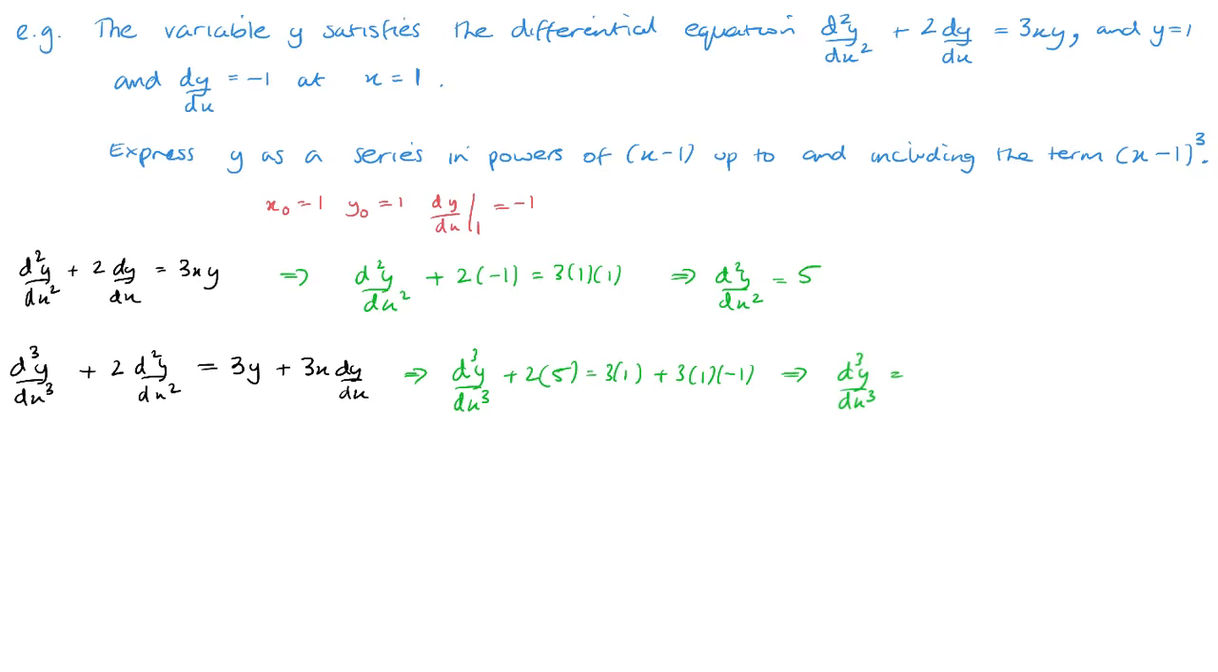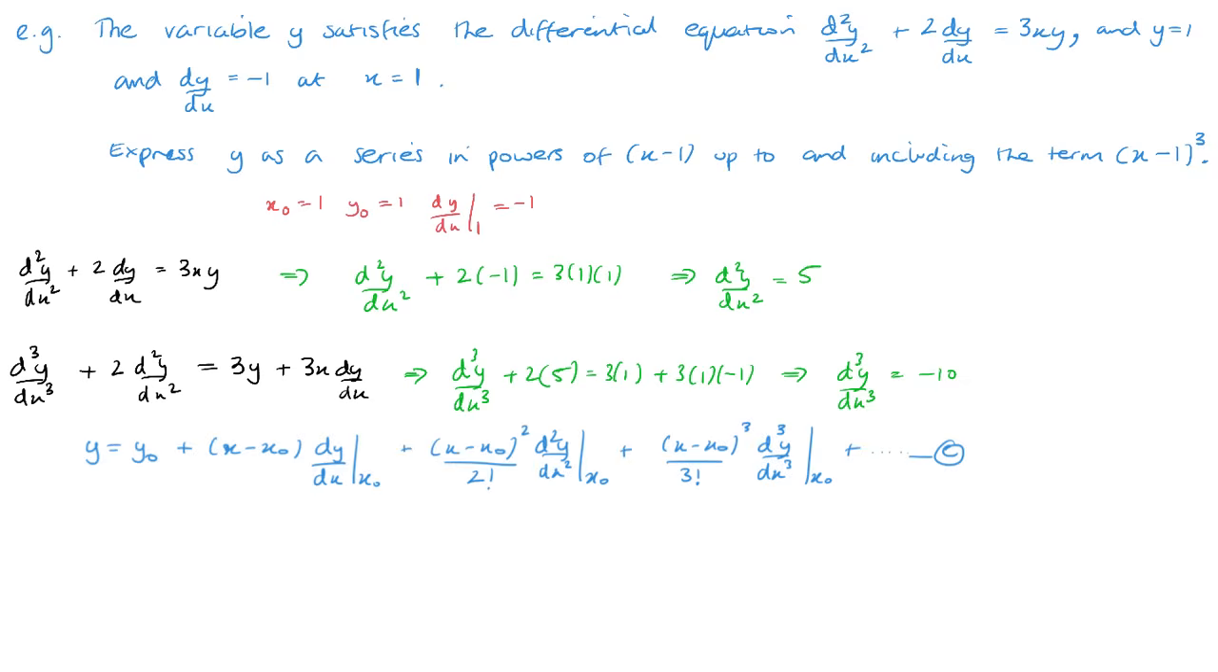So that is going to be, we've got 10 on this side, and then we've got 3 plus minus 3. They're going to cancel out. So this is going to be equal to minus 10. So now I have all my values: x0 is 1, y0 is 1, dy by dx when x is 1 is minus 1, and we've got the second one 5 and the third one minus 10. Now we're going to substitute in to our first equation, so I'll put that on the board now.